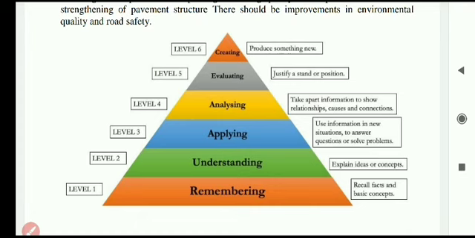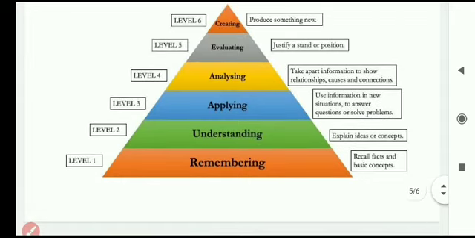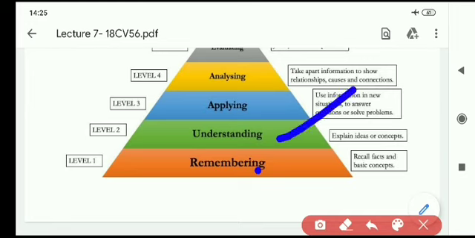So friends, in today's class we discussed important concepts about the master plan, the saturation system and phasing of road development plans. These all come under CO1, course outcome 1, and Bloom's taxonomy levels 1 and 2. That means in this lecture we remembered the concept and we understood the concept. We remembered and understood what is meant by phasing of road development plan, what is meant by master plan, and what is meant by saturation system.